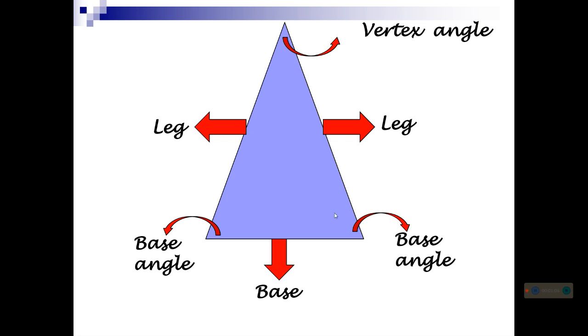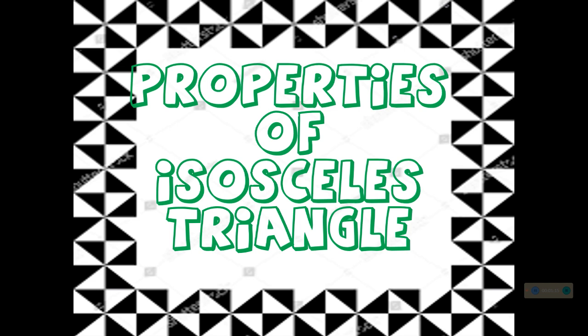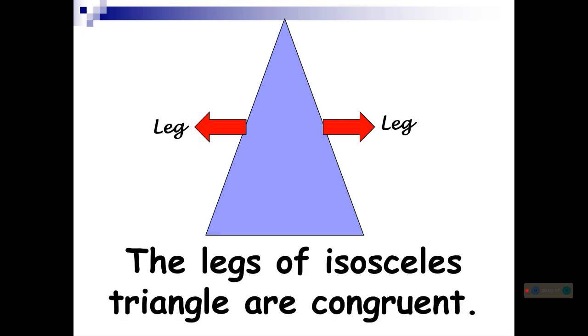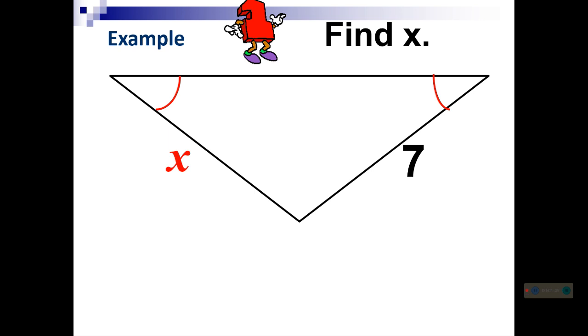Your knowledge here in the parts of isosceles triangles will be a big help for you to understand our discussion later. Okay? So let's proceed with the properties of isosceles triangle that we had yesterday. Okay? So let's have this slide. We have here the part of the isosceles, which is the leg, of course. So we have here another leg. Okay? And then, what can you recall about the legs of isosceles triangles? That's correct. The legs of isosceles triangle are congruent. Okay? So since the legs of isosceles triangles are congruent, let us have this example.